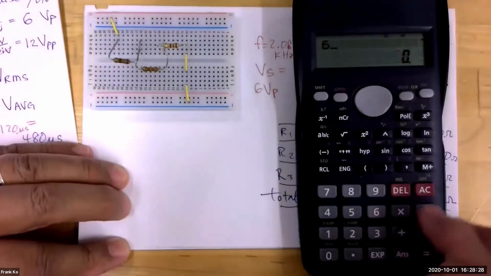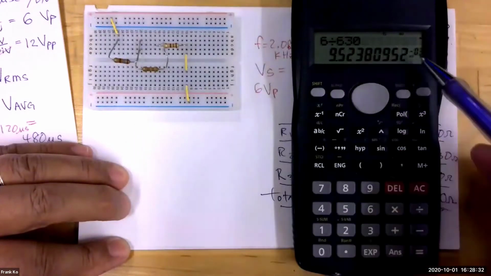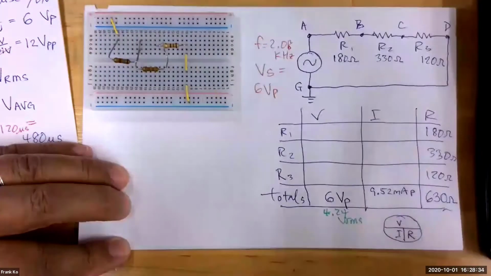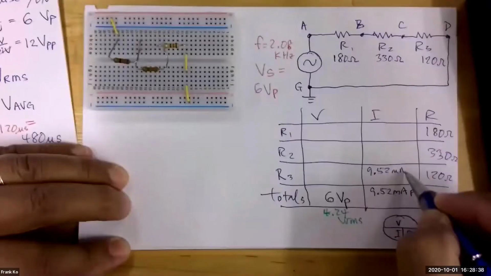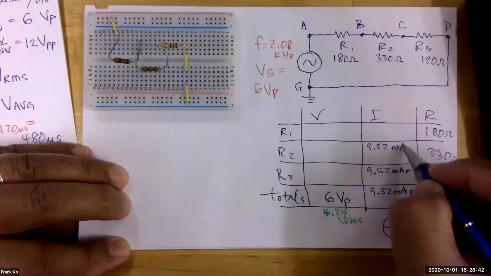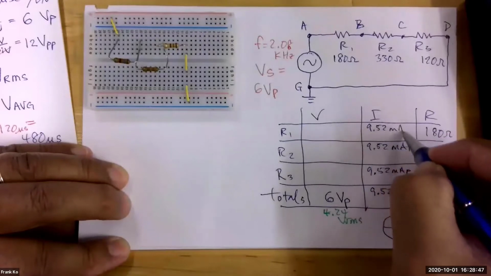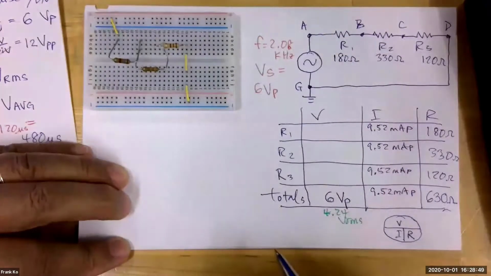We can do that. Take 6 divided by 630. Lo and behold, we're happy, it's 9.52 milliamp peak, yes? All right, so 9.52 milliamp peak, 9.52 milliamp peak, and 9.52 milliamp peak.